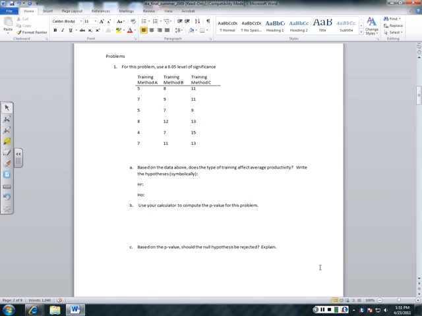Actually, I'm going to use my calculator and just put these numbers into my calculator into lists 1, 2, and 3. And give me a second here. I had done that earlier, but I'm going to go ahead and work it the way it says here, and then I'm going to come back and do a little bit more.